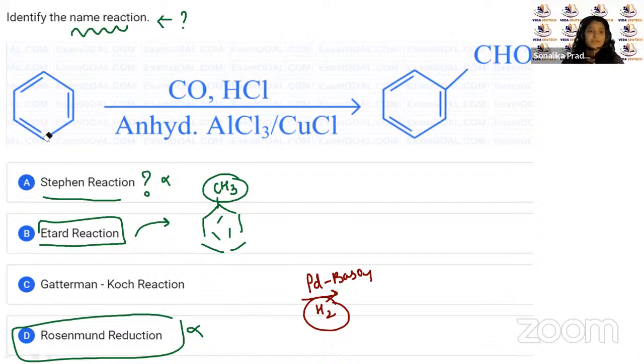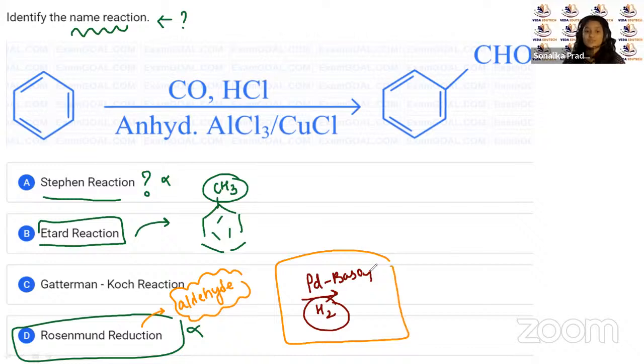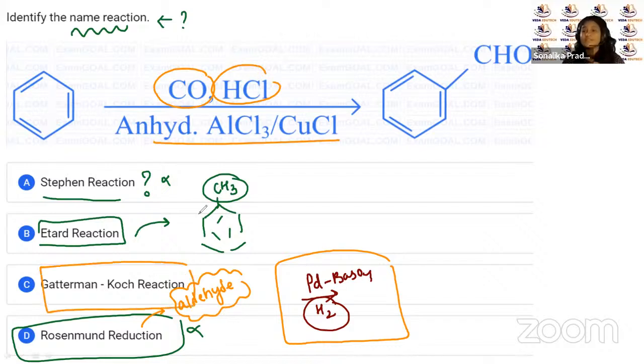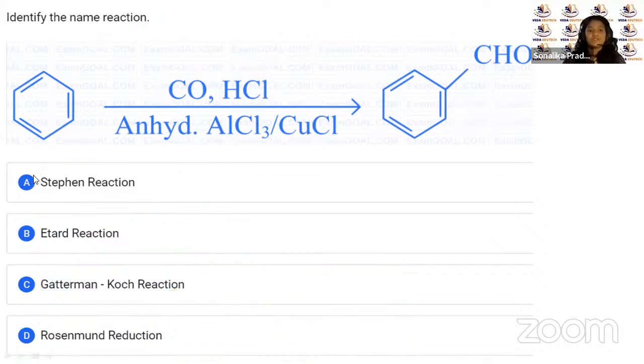Okay. So what do you have, children, here? Although the products are the same, in Rosenmund reaction also you are going to get aldehyde. But what is going to be your reagent, children? You are going to have Pd with BaSO4, right? This was your reagent. But is that the reagent here? That is not the reagent here. The reagent here is CO, HCl, anhydrous AlCl3. This is nothing but your Gattermann-Koch reaction. So what is the answer going to be here, children? Your answer is going to be Gattermann-Koch reaction, right?